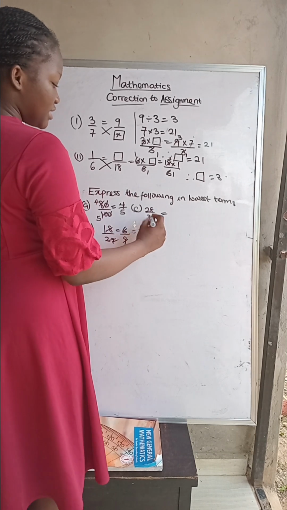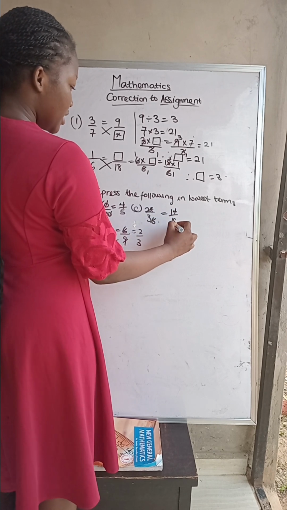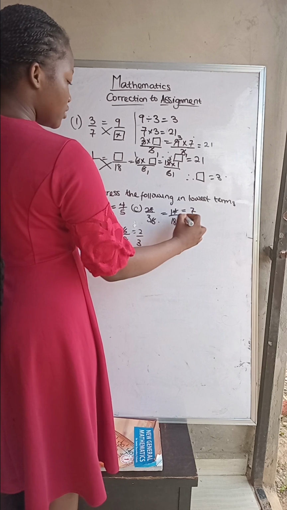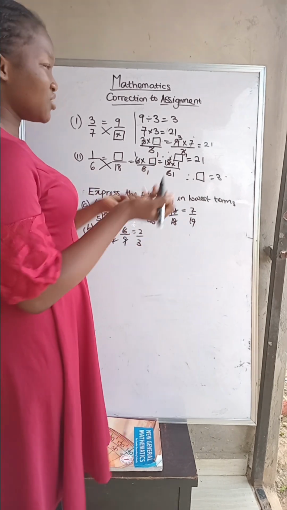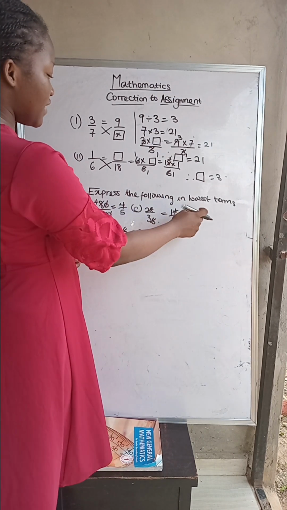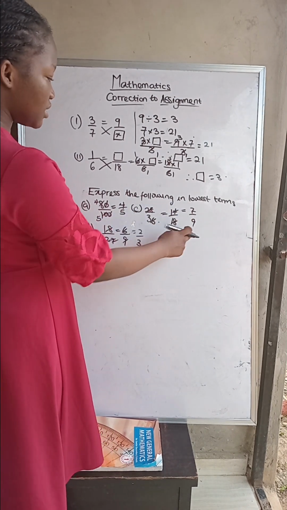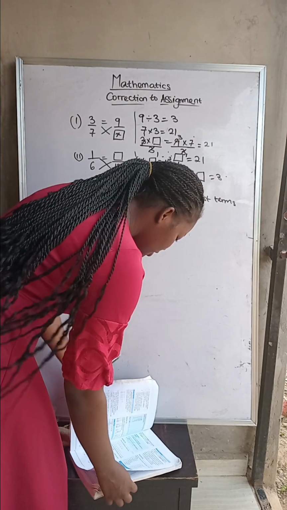Now 28 over 36. 2 in 28 is what? 14. 2 in 36 is what? 18. 2 in 14 is what? 7. 2 in 18 is what? 9. Some people say, why is Auntie just wasting time? You can also divide this straight by 4. So 28 divided by 4 is what? 7. And 36 divided by 4 is what? 9. So that's all on the assignment.